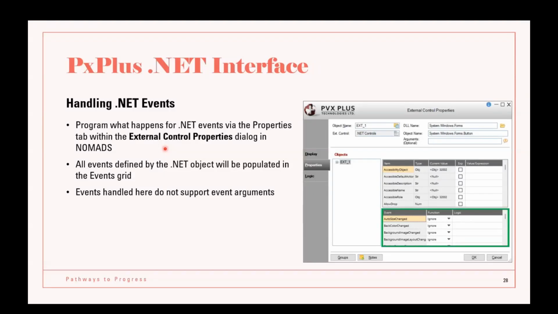Okay, so now we can move on to talking about events. A big part of working with UI controls is dealing with events, and a lot of your logic will happen when events happen. So from the Nomad side, you open up external control properties and go to the properties tab. And then the grid on the bottom here will be auto-populated with your .NET control's events.